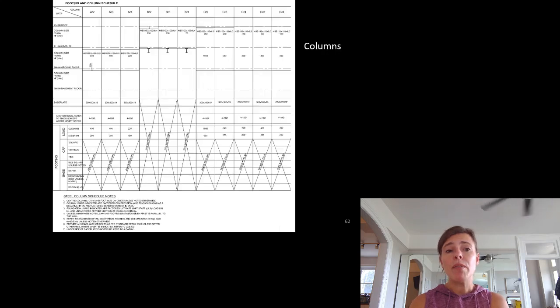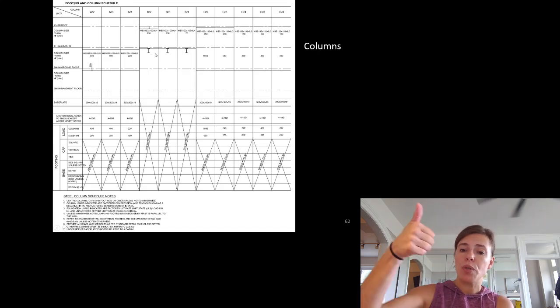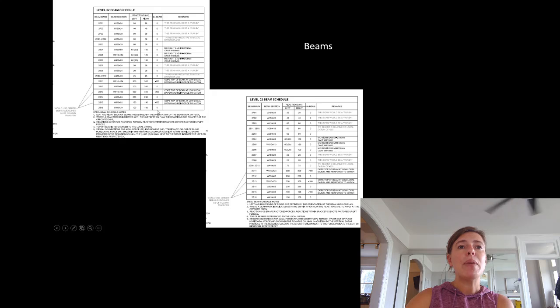Here's the roof plan of the building, a column schedule. Look, you can see these 3 columns right here stop at the second floor. So those were those columns above that we had. And here's some beam schedules that just show you what the beam sizes are.